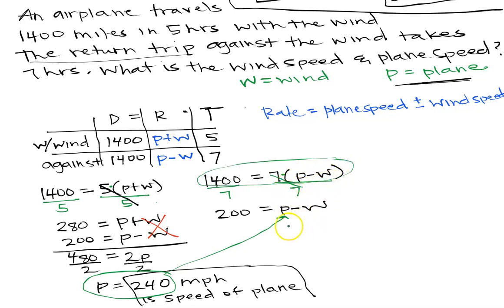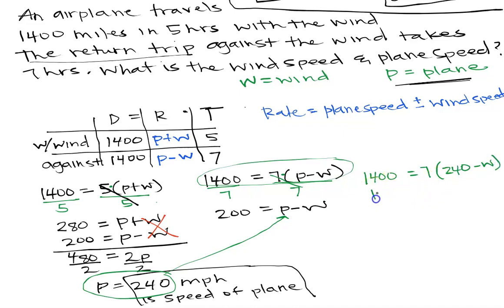Later on in math, it's going to matter, like you're going to always want to go back to that original equation. On the ones that we're doing in this class, it's not going to matter if you solved it like this and found an equivalent equation there. But let's just put it back up into that original one so we remember here. So I've got 1400 equals 7 times 240 minus W.